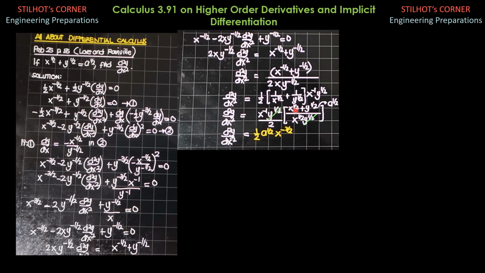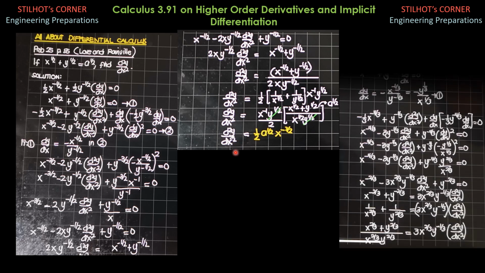And we take note that x to the 1/2 plus y to the 1/2 is equal to a to the 1/2. So that is a to the 1/2. Then the final answer can now be written as 1/2, then a to the 1/2, which is this, then x to the negative 1 times x to the negative 1/2. So x to the negative 1 times x to the negative 1/2 is x to the negative 3/2. So that's the final answer.